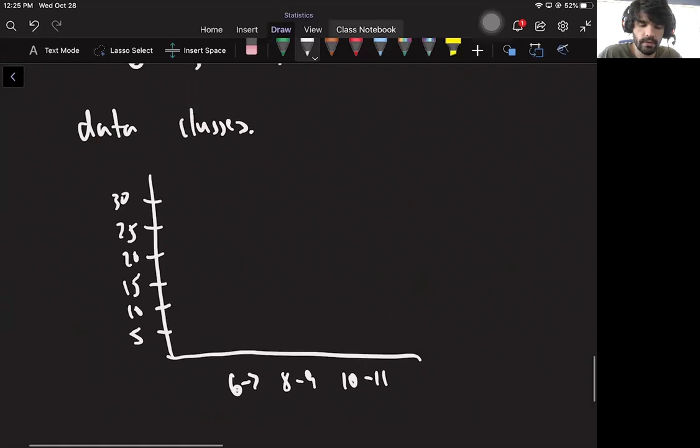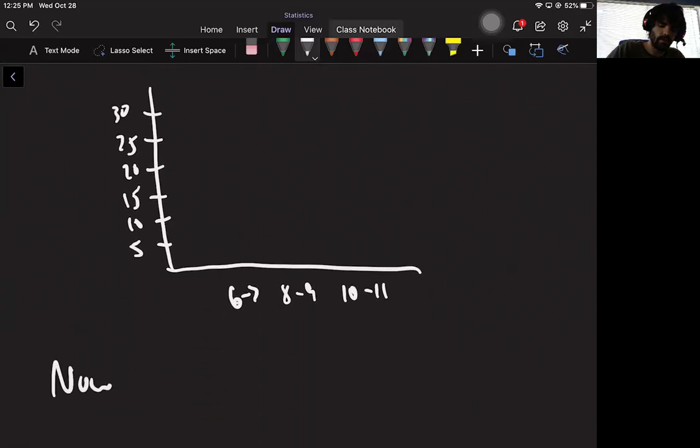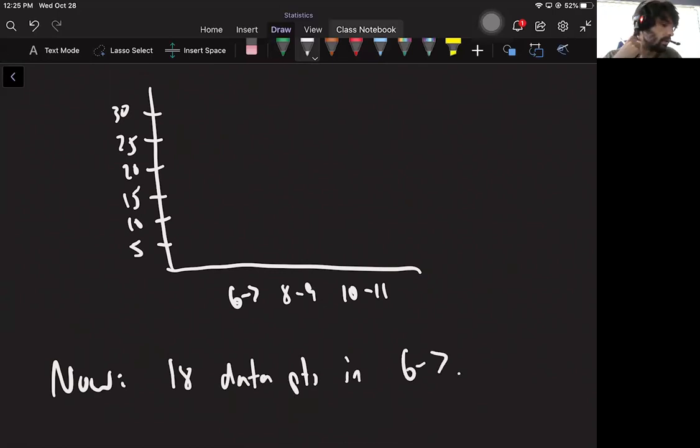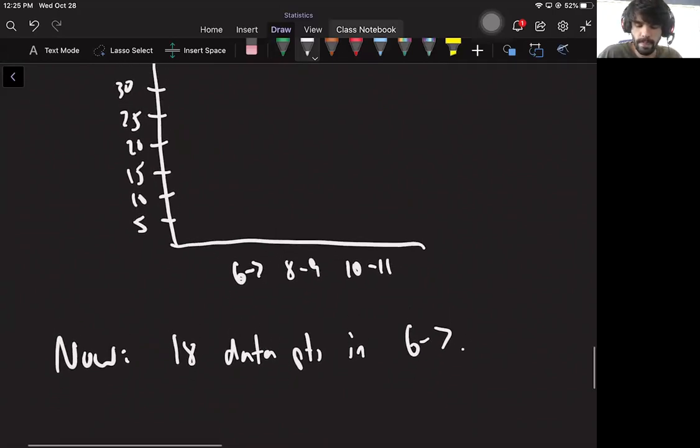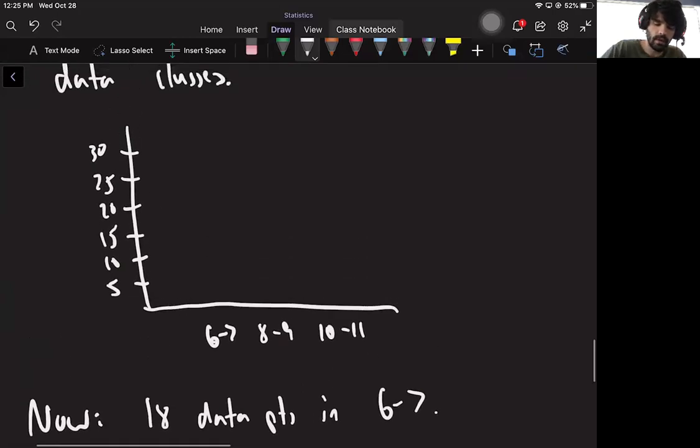Because I'm combining stuff, 6 and 7 will add up. So let's see, you don't have to scroll back up. I'll write it right here. Now there's going to be 18 data points in this data class, 6 to 7, because there were 11 and 7. So there were 7 and 6 and 11 and 7. It's a mouthful. So there's 18 total data points. So now I go all the way up to 18, something around there.